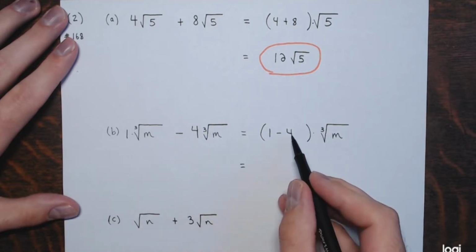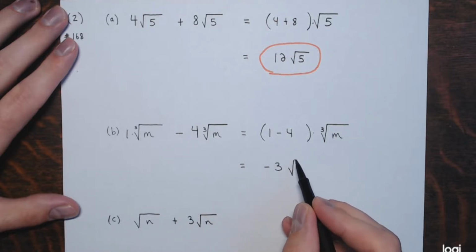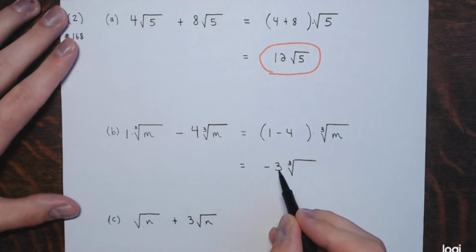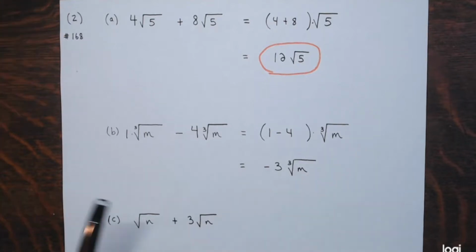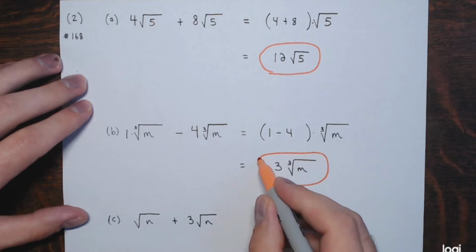And 1 minus 4 is negative 3. So we end up here with negative 3 times the cube root of m. Right, and this should be as simple as that gets.